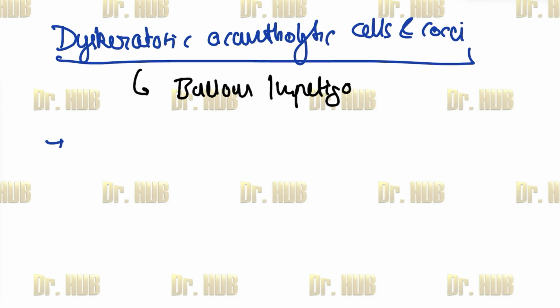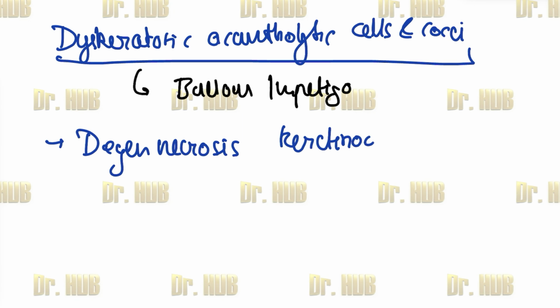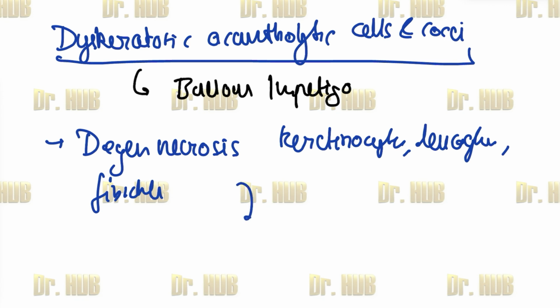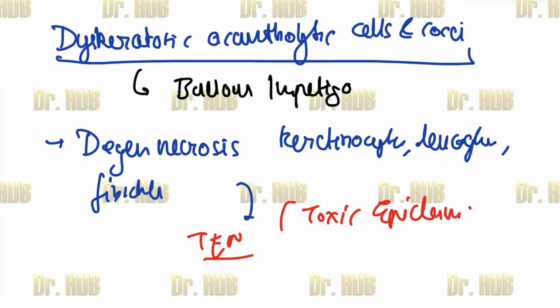Next, in conditions where there are degenerated necrotic keratinocytes, leukocytes, and fibroblasts, in such a case it is nothing but TEN. So, dyskaryotic acantholytic cells and cocci is bullous impetigo; degenerated necrotic keratinocytes, leukocytes and fibroblasts stands for TEN. TEN stands for toxic epidermal necrolysis.